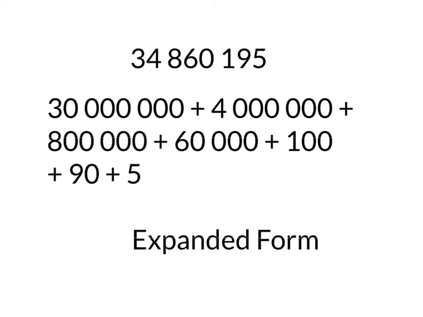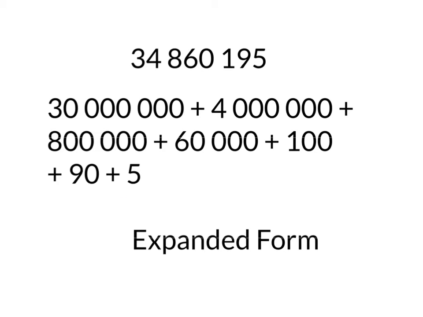So again, with the expanded form, we're looking at the place value of each digit in the number, and we're matching it up with its value. So 3 actually represents 30 million. The 6 over here actually represents 60,000. We don't have to put anything in for this 0. Okay, we don't put in 0,000s or anything like that. We jump right to the 100. And of course, we finish off by adding 90 and 5.